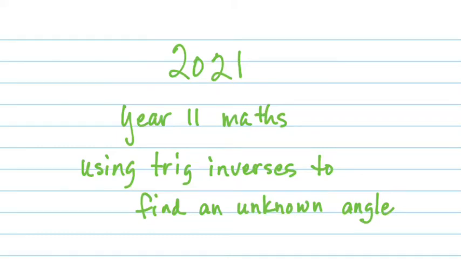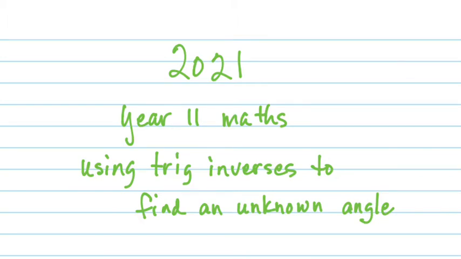So today we're going to be using trig inverses to find an unknown angle. Last lesson, we knew an angle and we knew one side, and so we were using the trig functions in order to find that unknown side. Well, this time we're going to go about it a little bit differently. We're going to have two sides, but we're not going to know the angle.